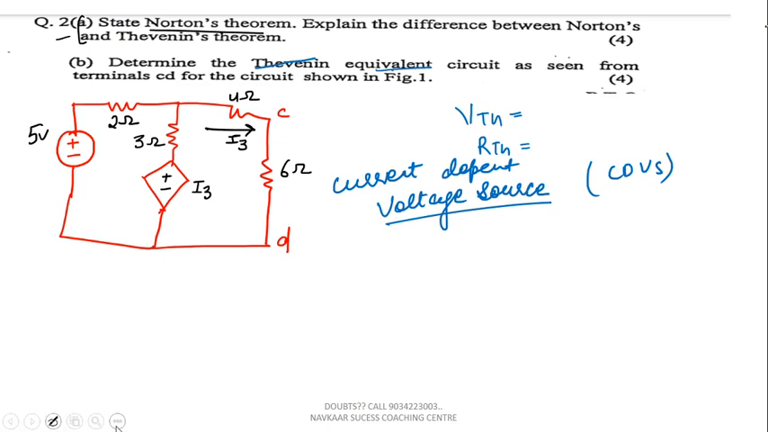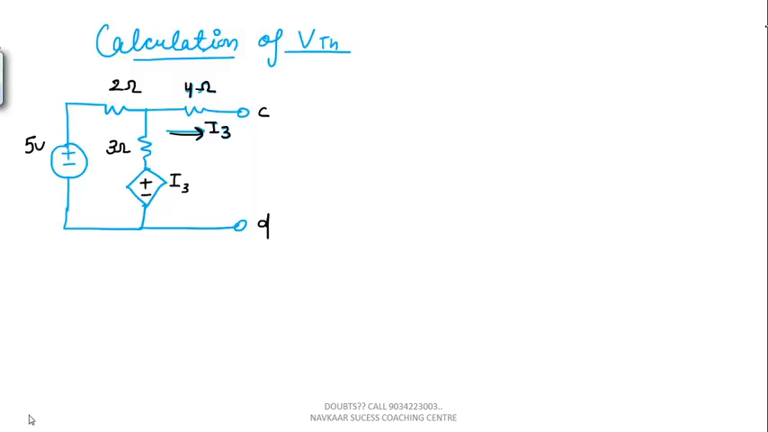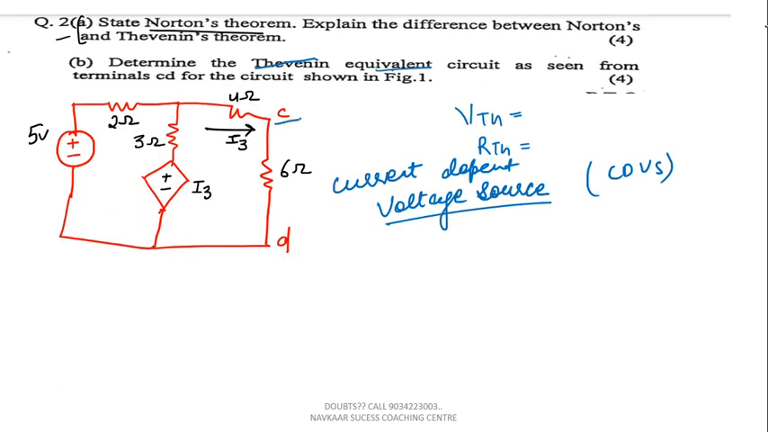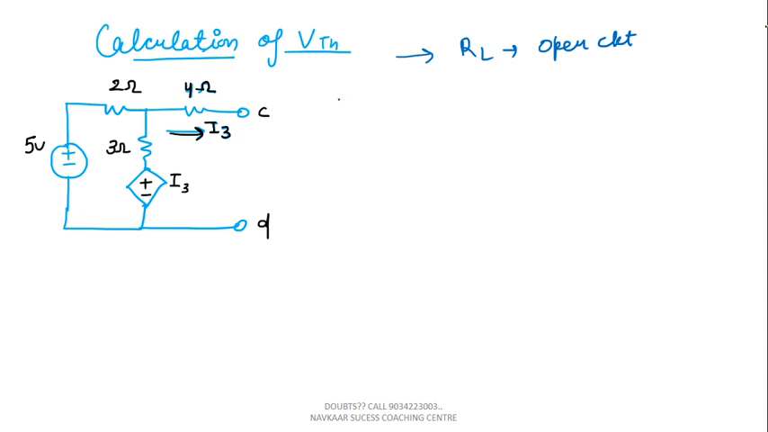So let's calculate VTH first. For calculation of VTH we need to follow certain steps: RL must be open circuited. So we have removed the RL. What was the RL they have given across the C and D terminals? That is 6 ohm. Now we need to calculate the VCD value, which must be equal to VTH. How can we calculate the VCD value?